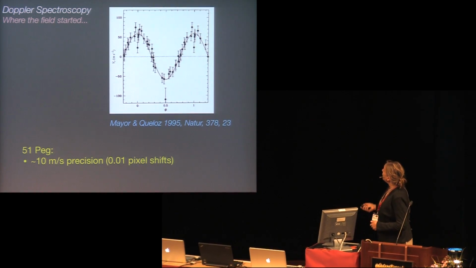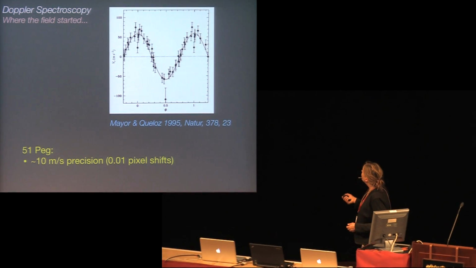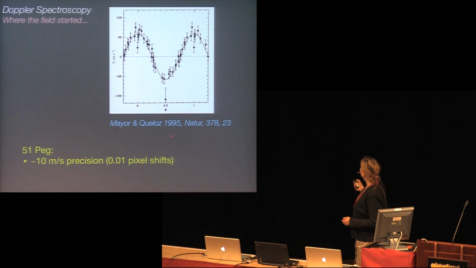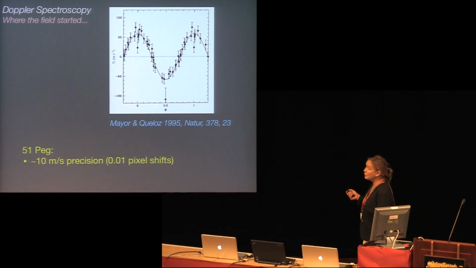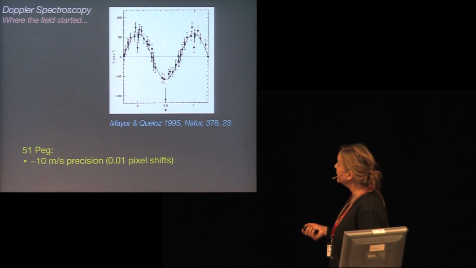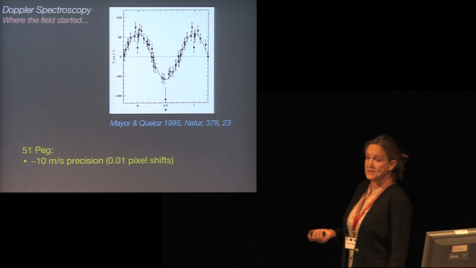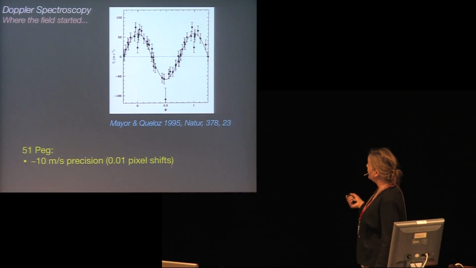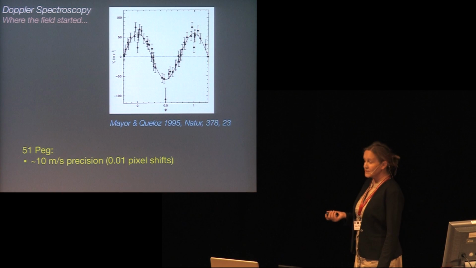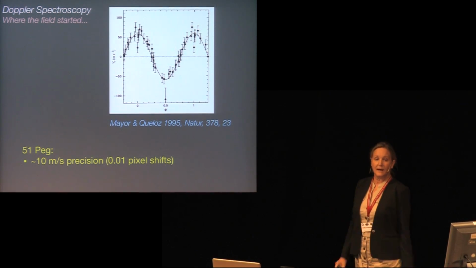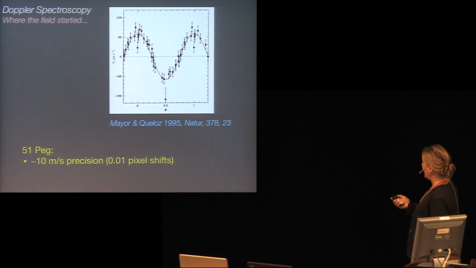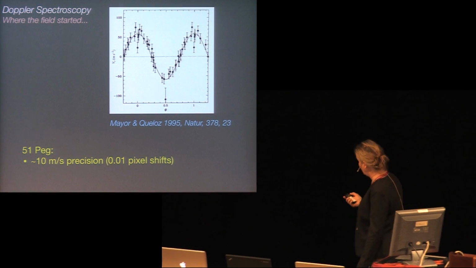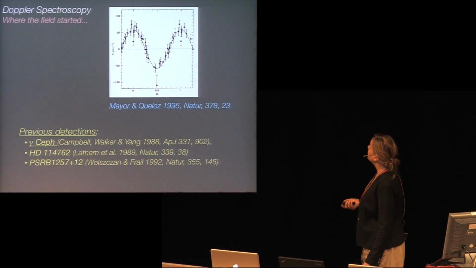With 51 Peg, here are the data shown from the Mayor and Queloz paper in 1995, the detection of what we thought then was the first exoplanet. The precision of the day was about 10 meters per second. And from a technical standpoint, if you're an instrument builder, this corresponds to measuring Doppler shifts that are good to a hundredth of a pixel shift. So quite a feat, I think.